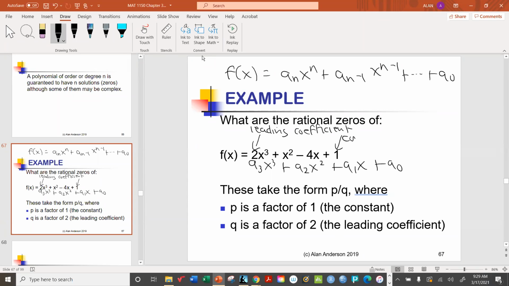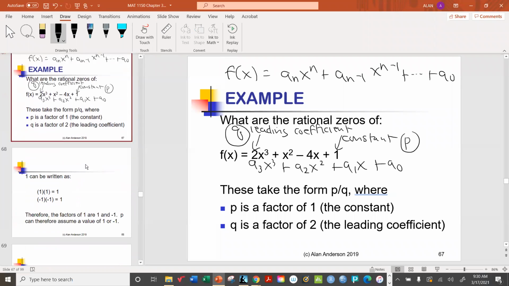And this is the constant of the equation. The leading coefficient is Q. This is P. So what they're saying, now we got lucky here because 1 only has a single factor, which is 1. 2 only has 2 factors, which are 1 and 2. So that greatly reduces the calculations.